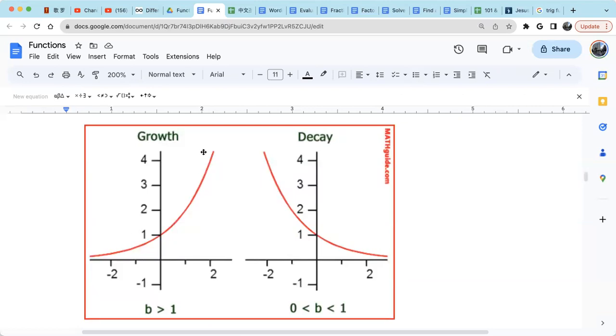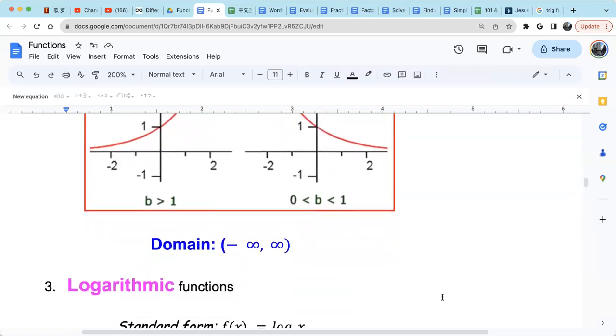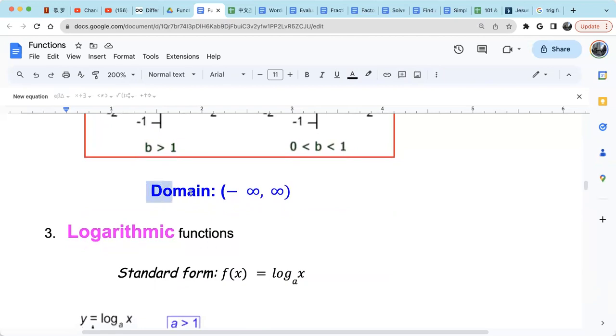With exponential growth, we can talk about human populations. Either it grows or it decays. Now, in a couple of countries, the population is decreasing. The domain of exponential functions is similar to polynomial functions: all real numbers. It works for all real numbers.